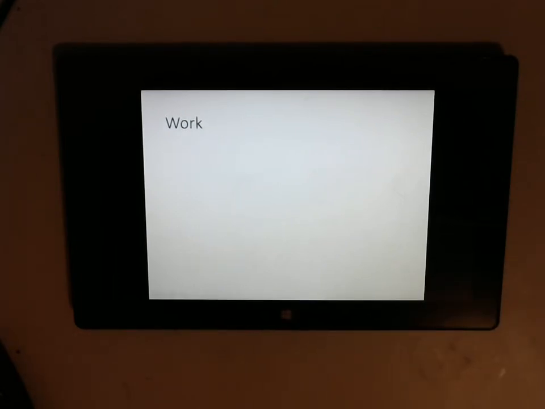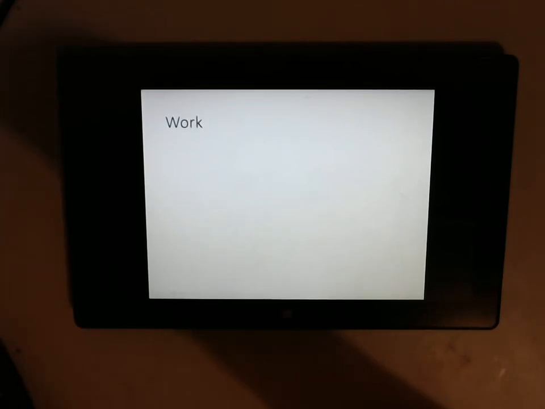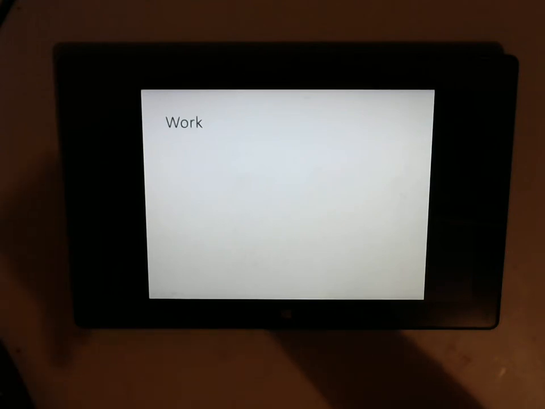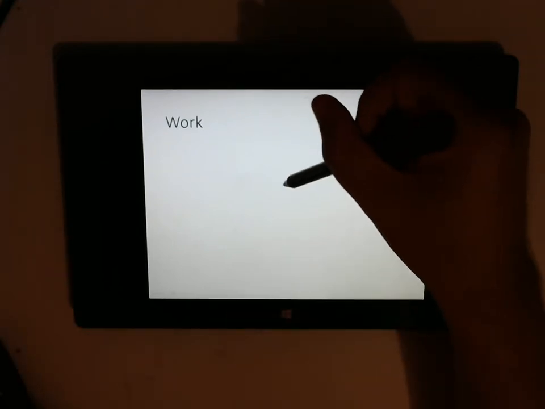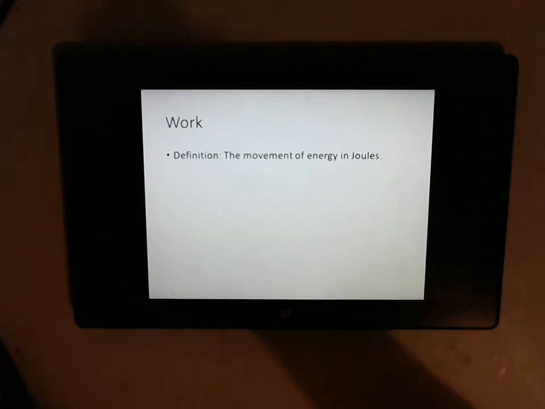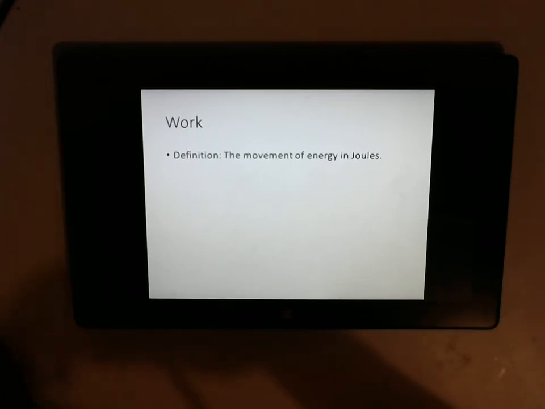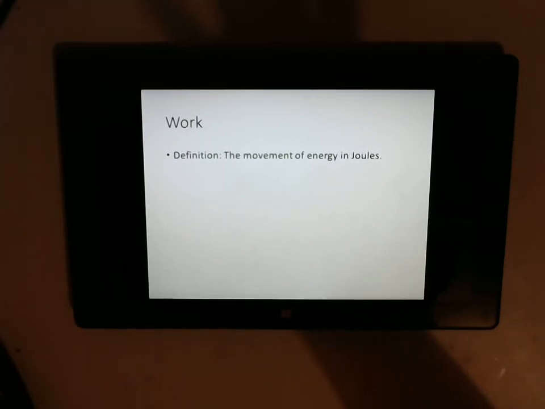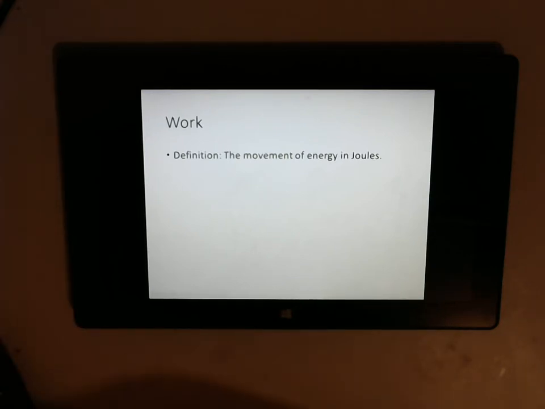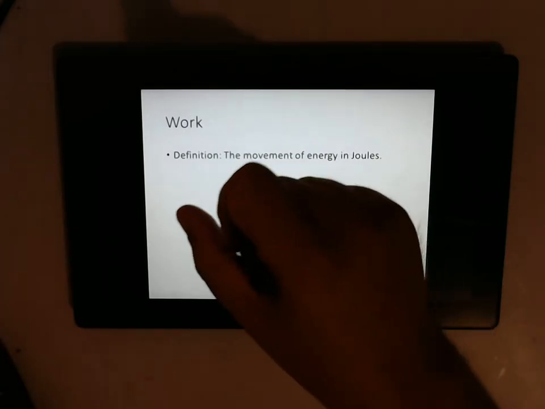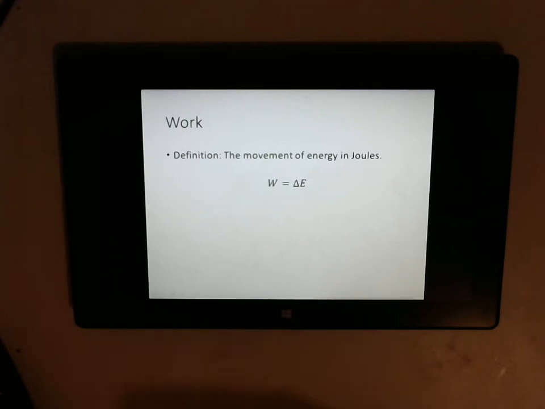work. What is work? The definition for work in the syllabus and in the textbook just gives us a formula, so we need to come up with something that's a little bit better. I would consider work is the movement of energy, measured in joules. Okay, because it's just moving energy, it's still energy, so it's in joules. And so this gives us a really simple equation that pops up in the text. Work equals delta E. Work is the change in energy.